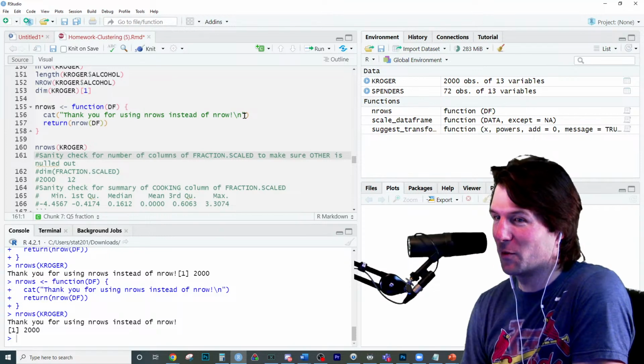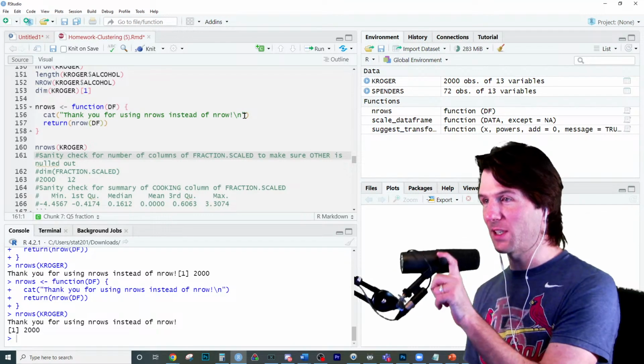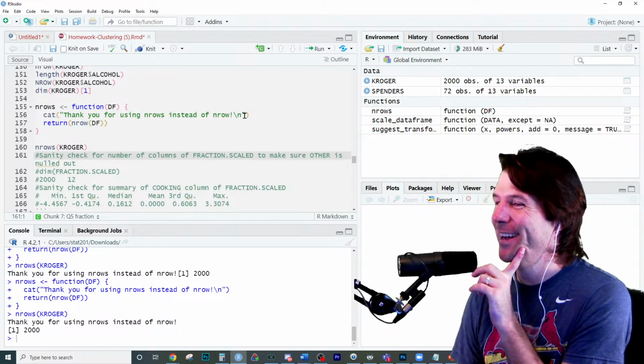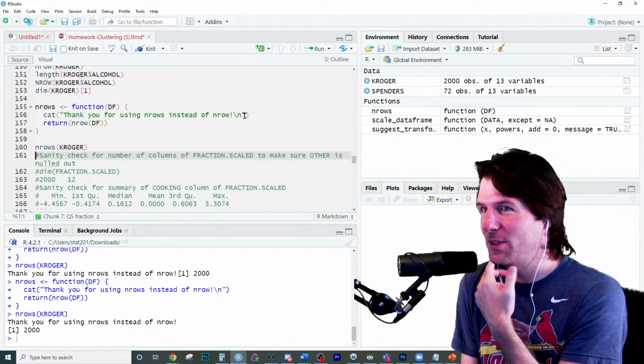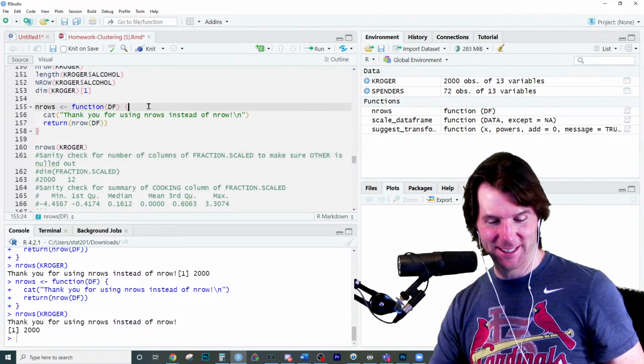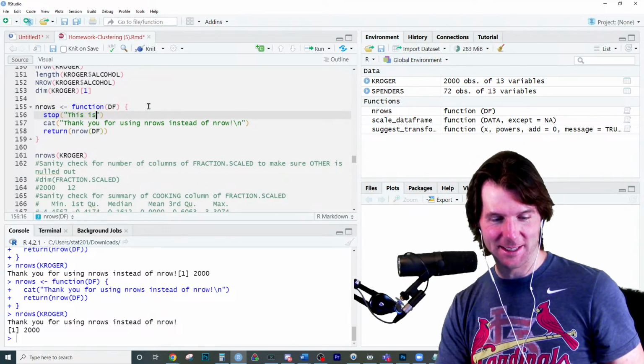Now we have our function nrows. Thank you for using nrows instead of nrow. So now we have our custom user-defined function. But just displaying the message, you could go here and go stop: this is not a function.